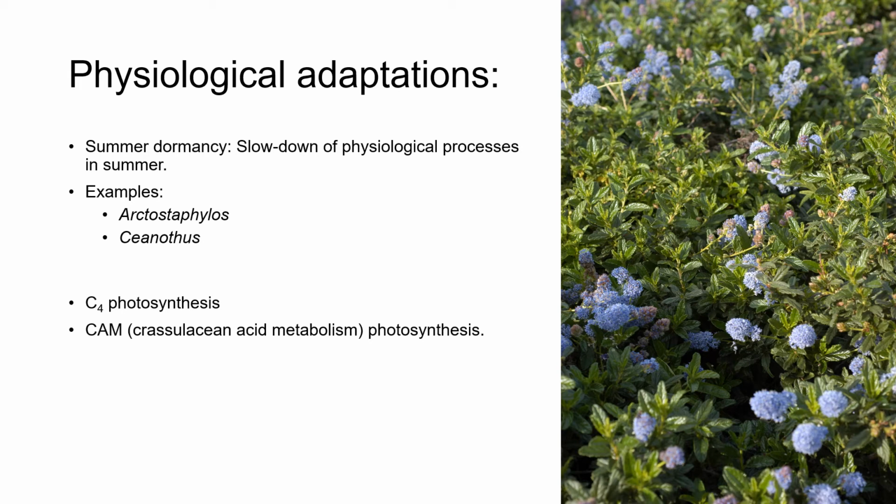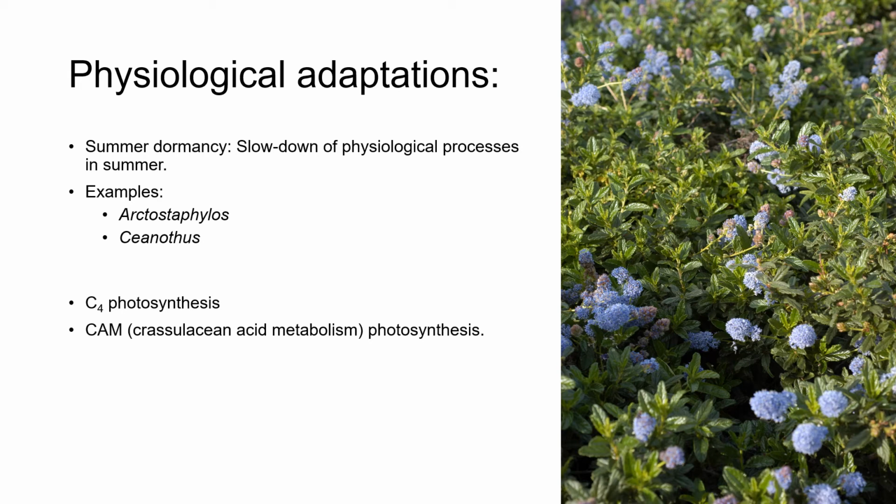Physiological adaptations include a slowing down of physiological processes in summer, or going summer dormant. Many plants in chaparral-type plant communities retain their leaves through the dry summer months, but they slow down their photosynthesis and the rest of their physiological processes. Their stomata are closed for longer periods of time in order to conserve water, and that's why photosynthesis is limited and therefore growth is limited during the hot summer months.